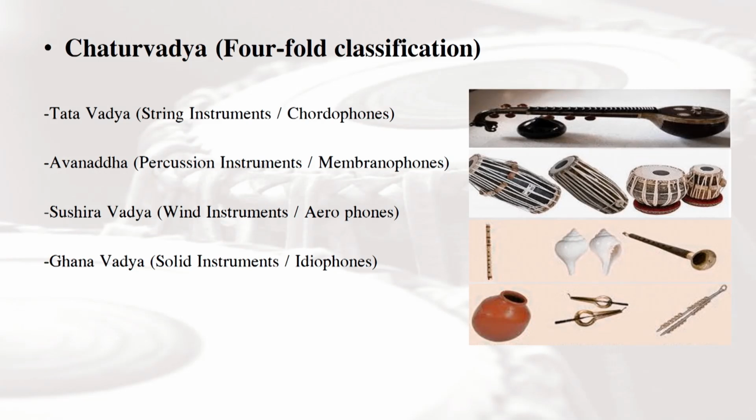The classification of Indian musical instruments is rooted in ancient treatises like Natya Shastra by Bharat Muni, which categorizes Indian instruments based on how sound is produced. This traditional classification divides instruments into 4 categories known as Chaturvadya, the fourfold classification.